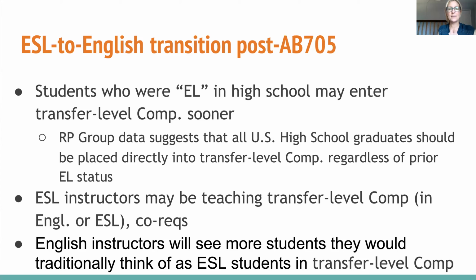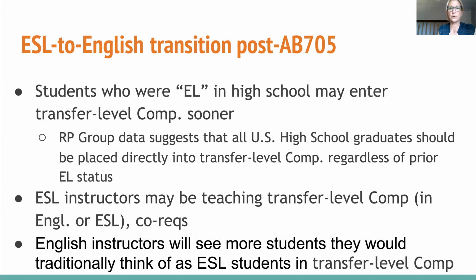So since the passage and implementation of AB 705 over the last couple of years, one change is that students who were EL designated, English learners in their high school, may be entering transfer level composition sooner. In fact, in many cases, probably right away without any ESL instruction at the college level. And that is a data-supported decision.